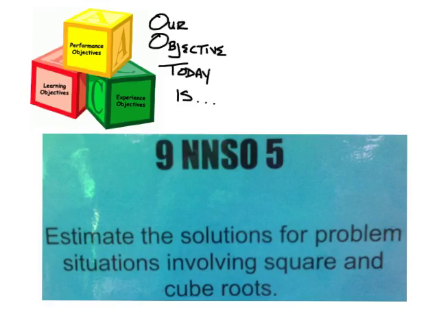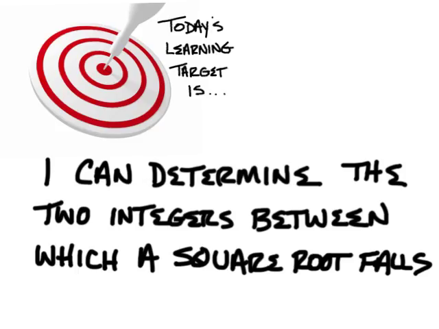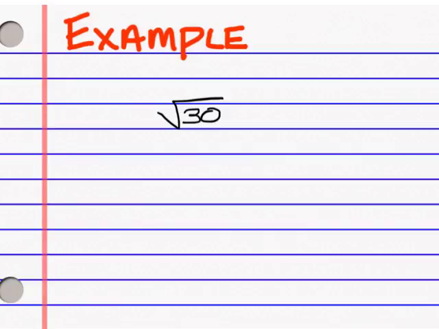For today, your objective is to estimate the solutions for problem situations involving square and cube roots. Try to do it without a calculator. And the learning target today is: I can determine 2 integers between which a square root falls.